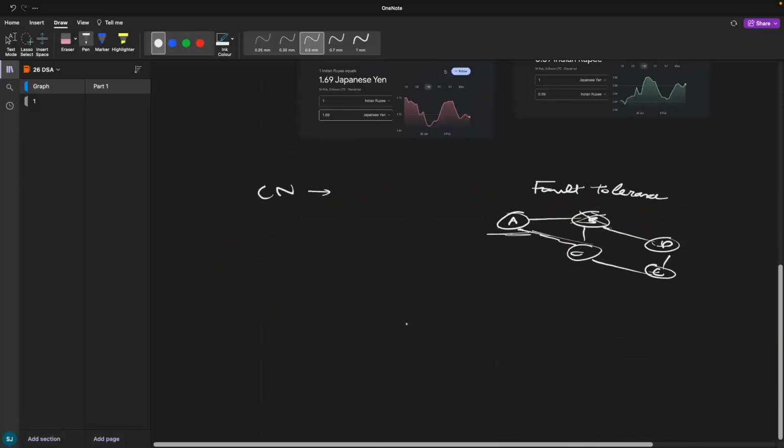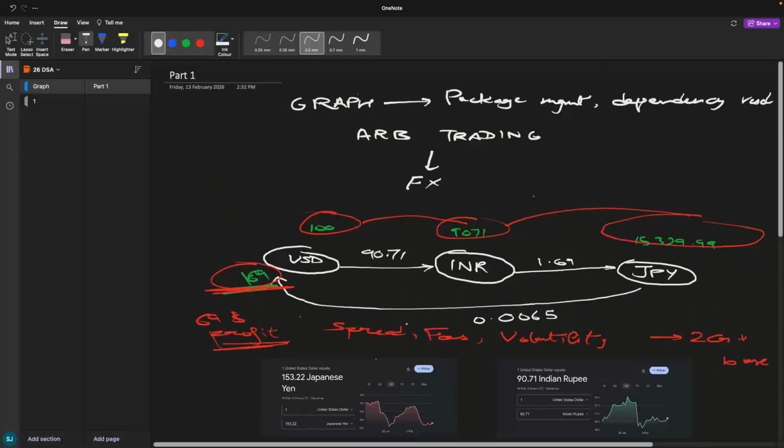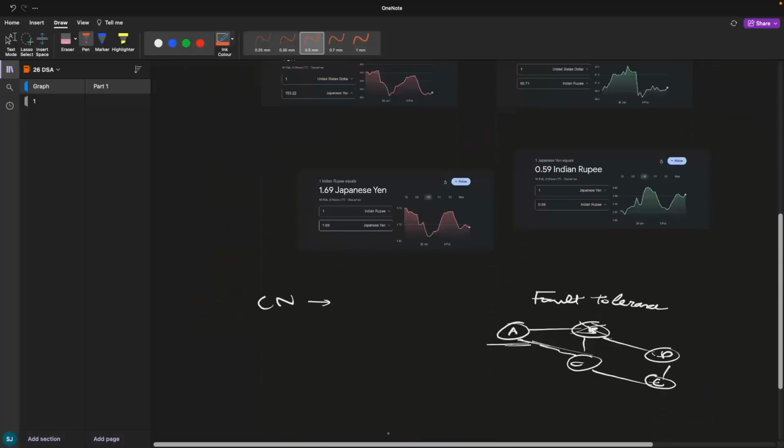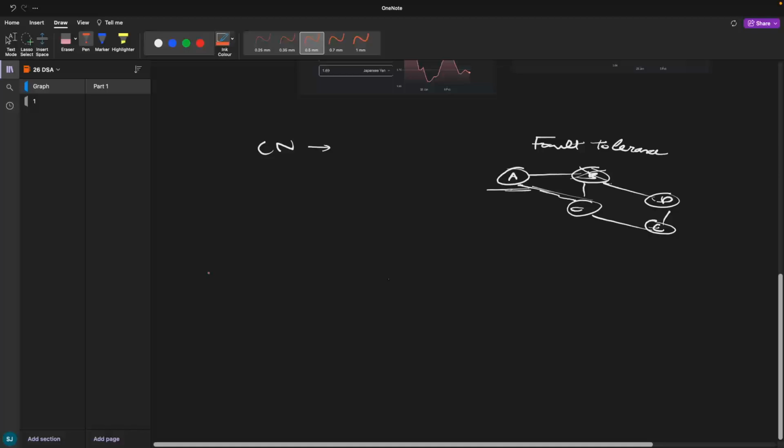Now, coming to what this actually is, if you have realized it or not, I don't know. This is a node, okay, and this is the edge in a graph. A node represents an entity, right? The edge represents a relation.